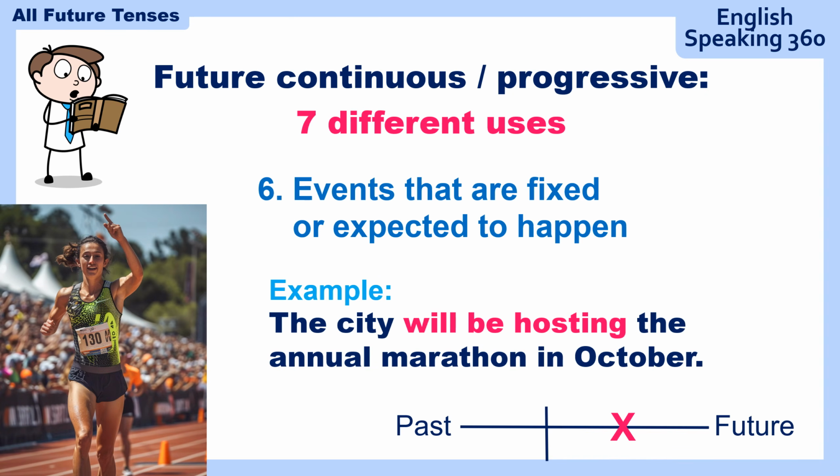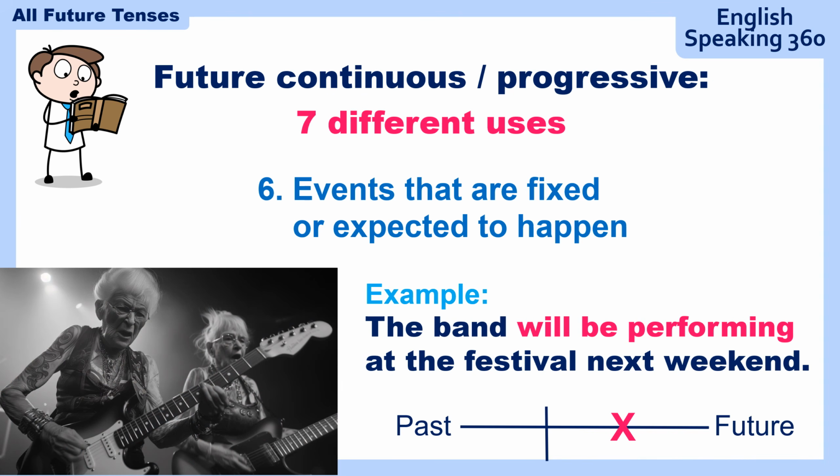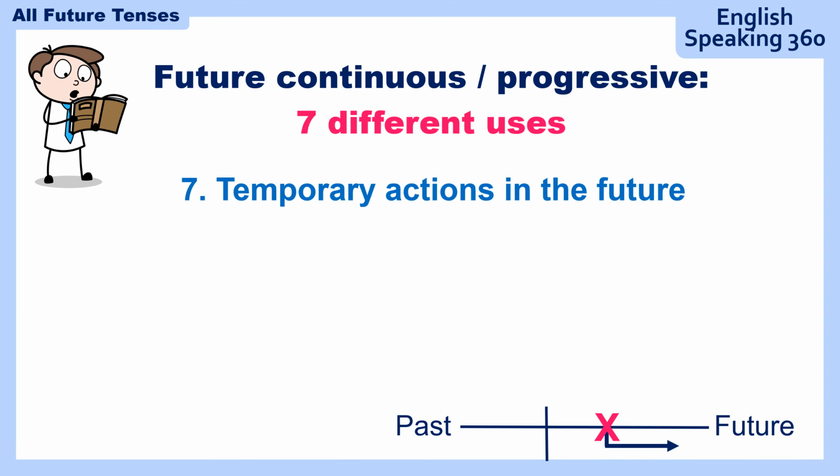Number 6, events that are fixed or expected to happen. Okay, so you could say the city will be hosting the annual marathon in October. So the city will be hosting is an event in the future that it's already fixed, it's already been decided. So the city will be hosting the marathon. The band will be performing at the festival next weekend. Once again, it's expected to happen. Number 7, temporary actions in the future.